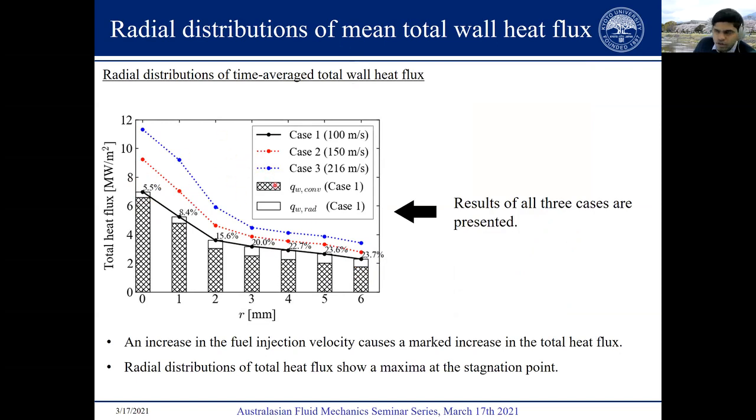So another observation here is that if we compare the total wall heat flux for all the three cases, we see that with increasing fuel injection velocity, a marked increase in the total heat flux occurs. So the overall trend for the total heat flux is that it's largest at the stagnation point, that is R equal to 0, and reduces with increasing distance from this stagnation point. And the behavior is consistent with the characteristics of the convective heat flux, which has a larger contribution to the total wall heat flux.